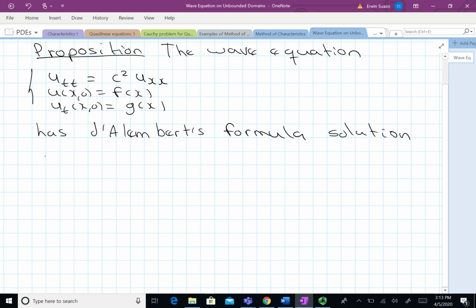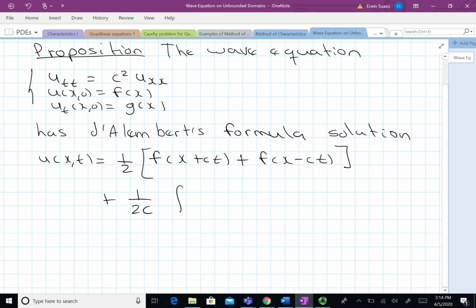So it looks like this. u(x,t) equals 1/2 f of x plus ct plus f of x minus ct, plus 1/(2c) times the integral from x minus ct to x plus ct of g of y dy. Okay, so what is this formula so celebrated?